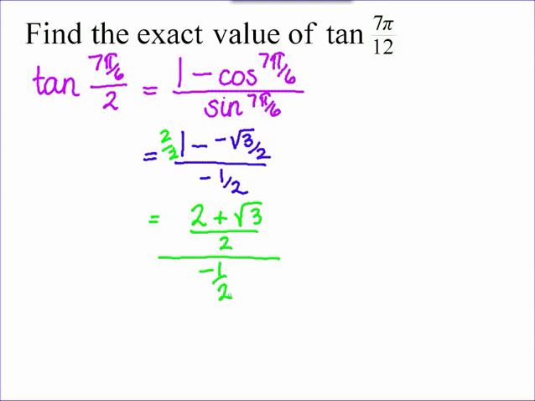Since I notice my denominators are the same, I can cancel those out. And so I'm left with 2 plus root 3 divided by negative 1. That is not fully simplified. You can't have a negative in the denominator. So it's negative 2 minus root 3. Negative 2 minus root 3 is your final answer.